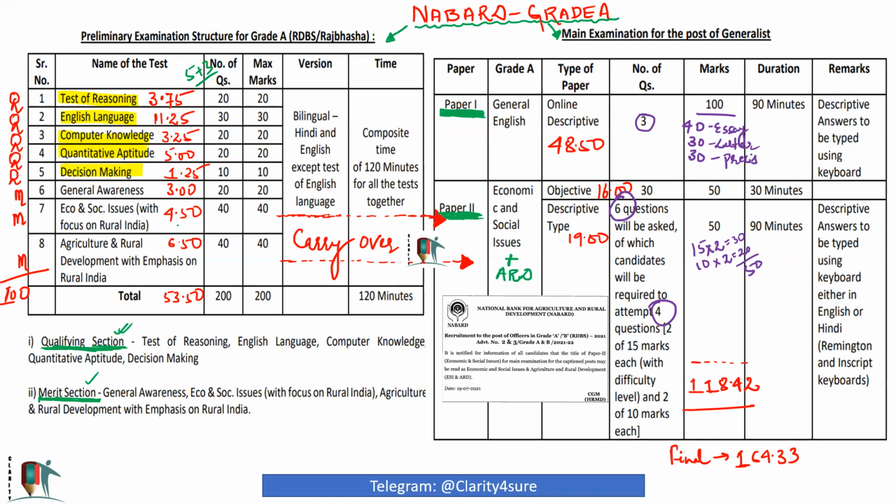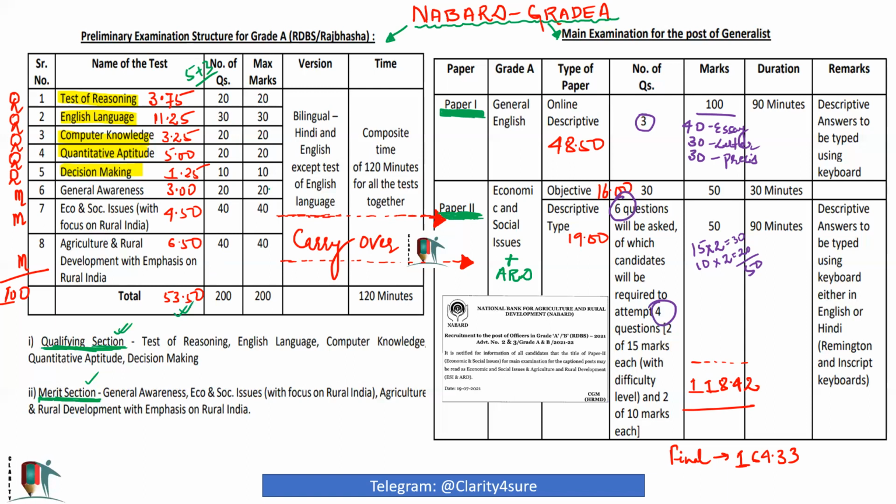Now coming on to the merit section, again it constitutes 3 papers: general awareness, that is mostly related to current affairs, economic and social issues, that we call ESI, and the last paper is ARD. These are the merit sections, right? Now, what were the overall cutoffs in these sections last year? 3 marks out of 20, 4.5 marks out of 40, and 6.50 marks out of 40. But the overall cutoff for this merit section was slightly more than 50%, that is 53.50 marks was the cutoff to take you to the next round, that is the mains part of the examination.